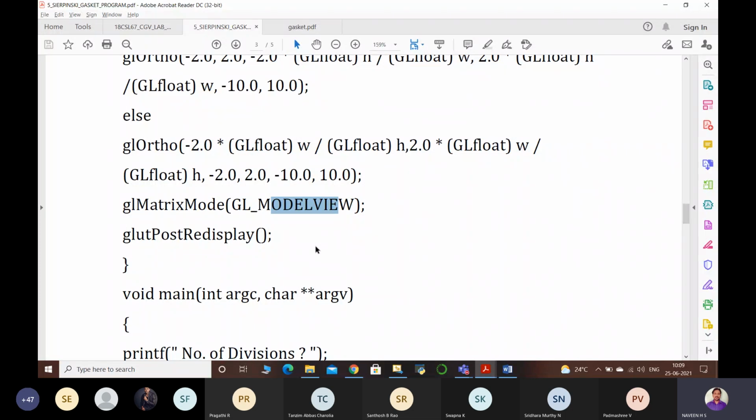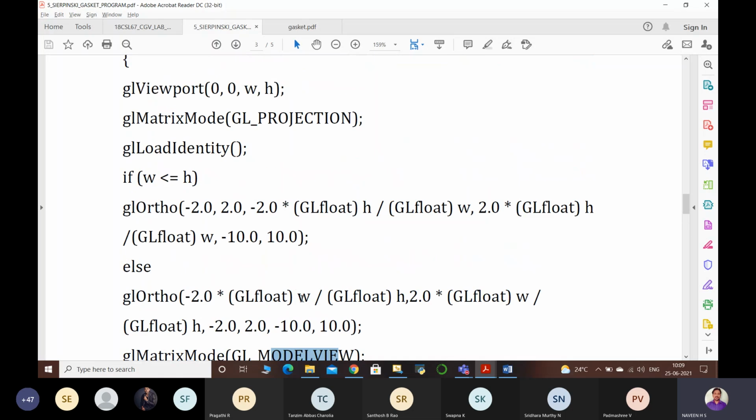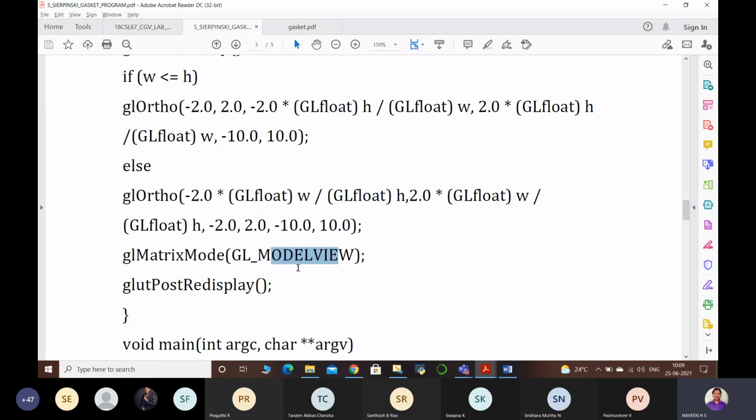So the newly calculated values you are going to store in terms of matrix again. Those newly calculated values of the object after reshaping are nothing but matrix values, and you are going to store them in GL model view. Previously we used projection, this is model. After the reshape is done, the matrix values of that object are going to be stored in matrix mode. Okay, so next glut post redisplay.